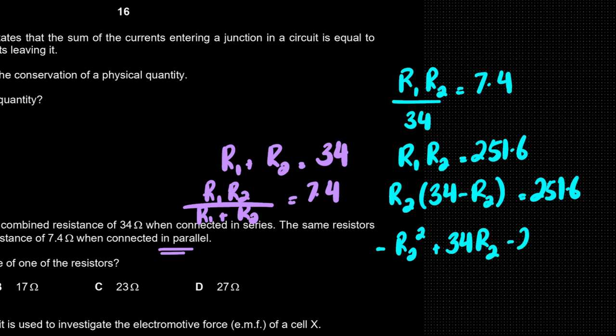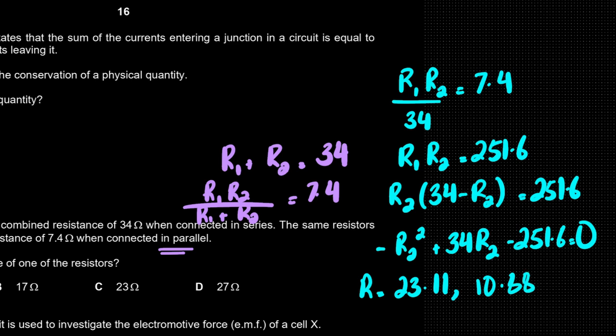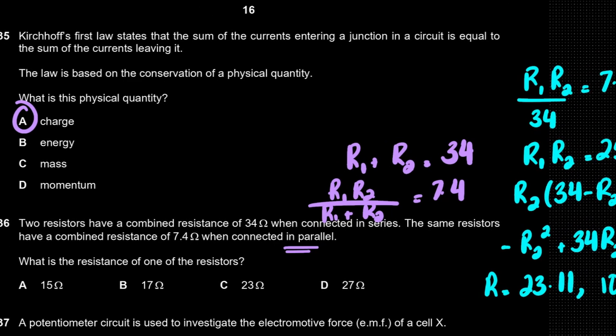Now you can use your calculator for this. That's what I'm going to do. So one value of R turns out to be 23.11 and the other one turns out to be 10.88. If I look at the options here, I don't have any 10.88, so 23 must be the correct one.